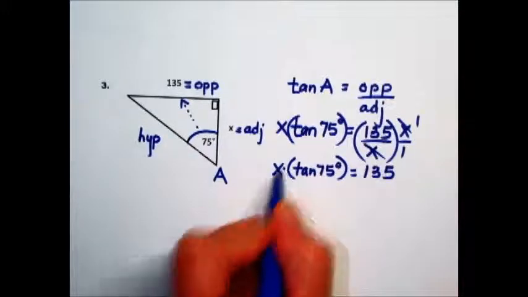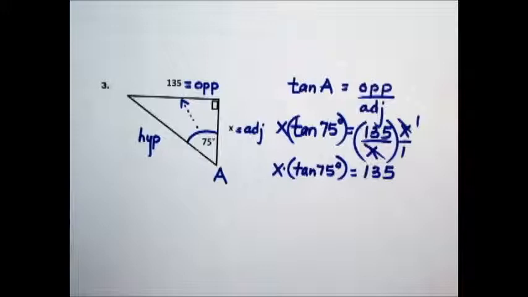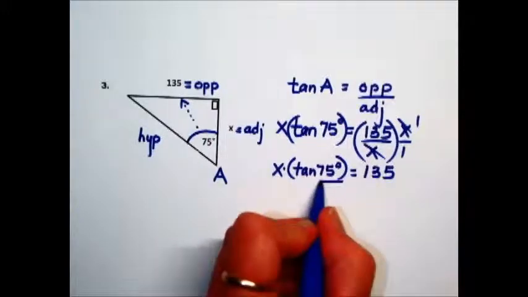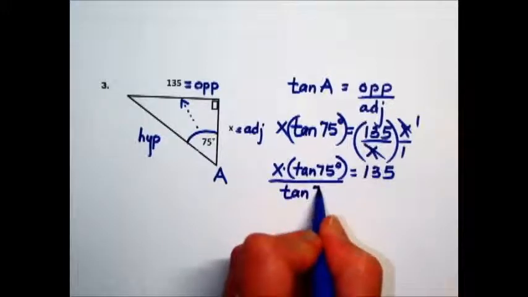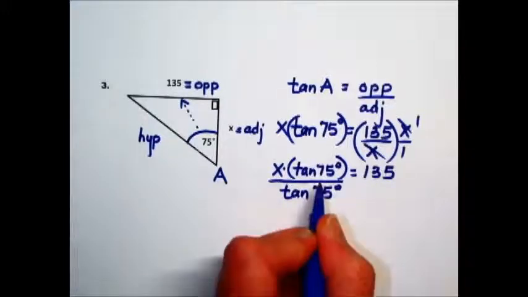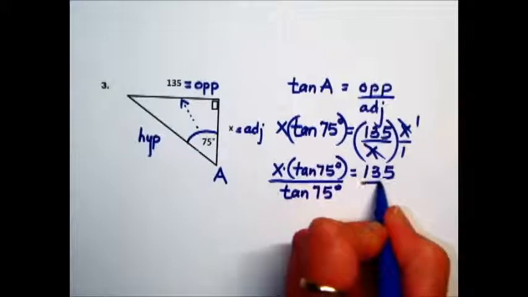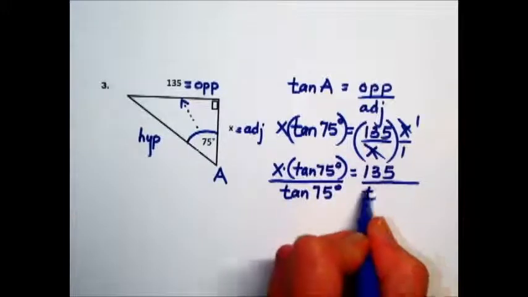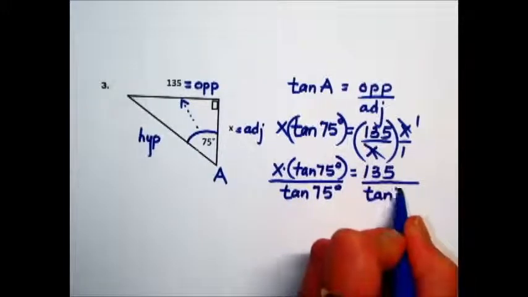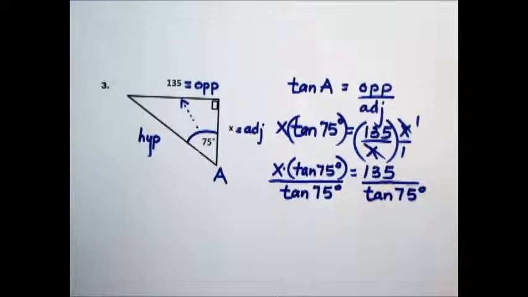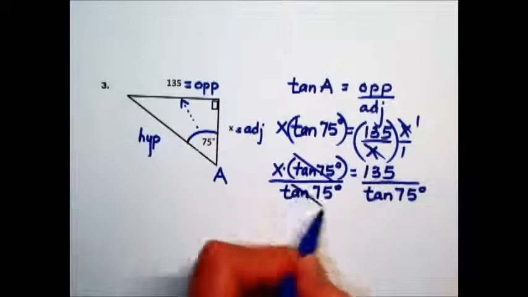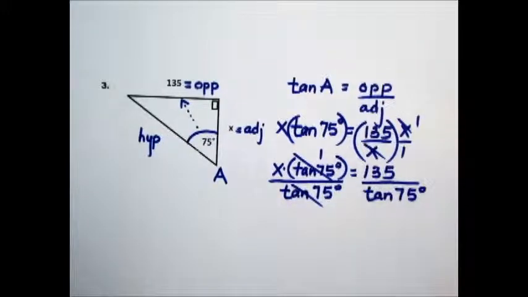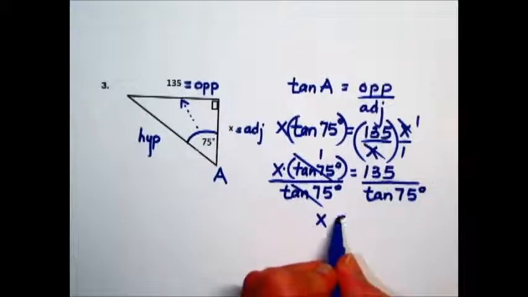To isolate the X or get X by itself, we'll undo the multiplication with division by dividing by tangent of 75 degrees. Since we're dividing the left-hand side, to maintain equality we need to divide the right-hand side as well. Tangent of 75 degrees over tangent of 75 degrees cancels out, or is equal to 1. 1 times X equals X.